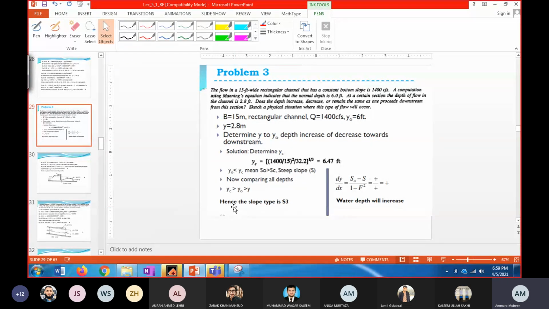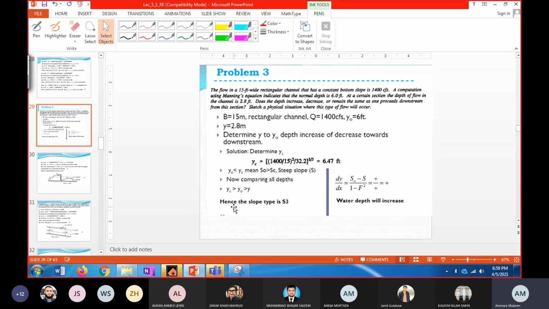So the first step is to write the given parameters. We have been provided with the width of the channel, the discharge, and the uniform flow depth is also given to us. Then they have given us one depth value, and we have to determine whether downstream of this depth value the depth increases, decreases, or remains the same. Okay.